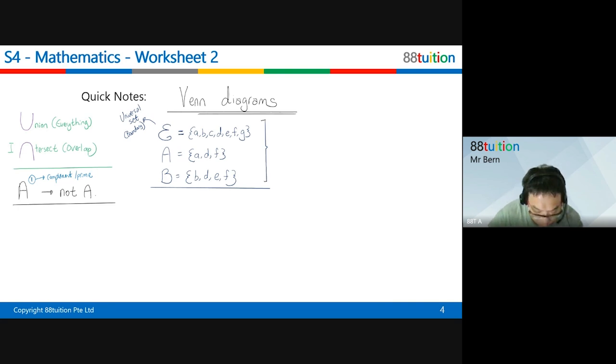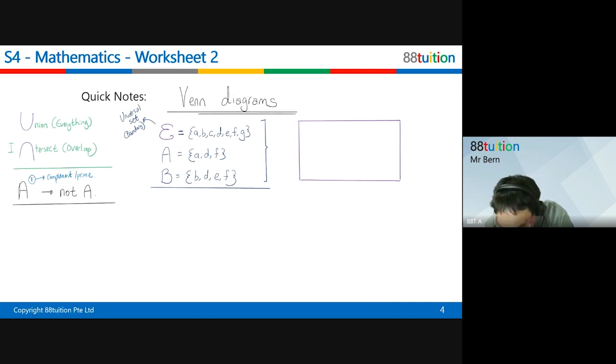This universal set thing, this purple universal set, actually represents the rectangle. It represents the boundary. So everything must happen inside this rectangular box. That's why I call it a boundary.